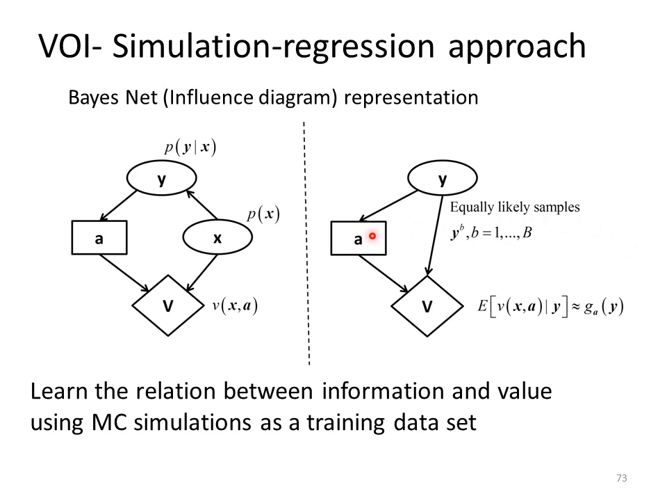So again, the simulation regression approach: we have 1500 underlying geologic uncertainties. We simulate the time-lapse seismic data, and in principle we would have to invert each of those data to get P of X given Y and then compute the value. That would be very costly. Instead of that, we're going to use the training samples, the 1500 Monte Carlo simulations, to learn the relation between the data, the time-lapse seismic data, and the value directly.